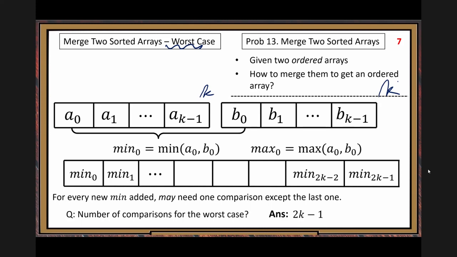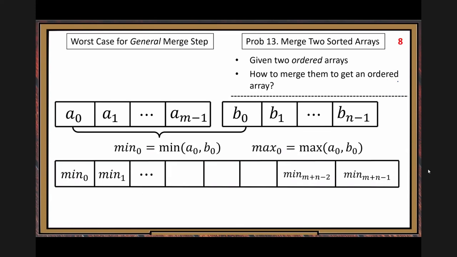Here these two arrays have the same size k. But in the general situation, sometimes we need to merge two ordered arrays of different sizes. That's possible, because we may need to use this merge operation not only in Mergesort. In the real world, we may need to merge two ordered arrays of any given sizes. So this time we want to get a formula for the general merge step: first subarray with m elements, second subarray with n elements.